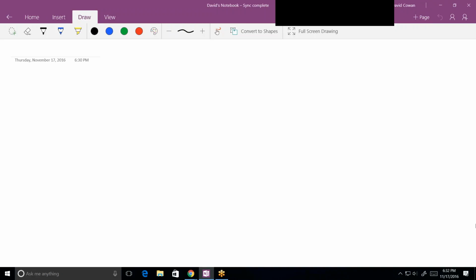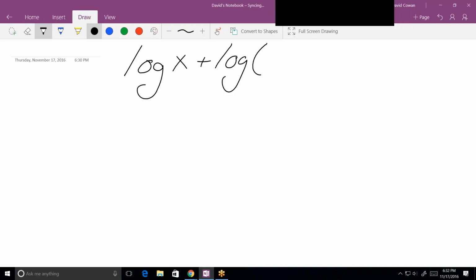Log of x plus log of x plus 15, all equal to 2. This is going to be a problem that's going to give us two solutions, and one of them will violate the domain.